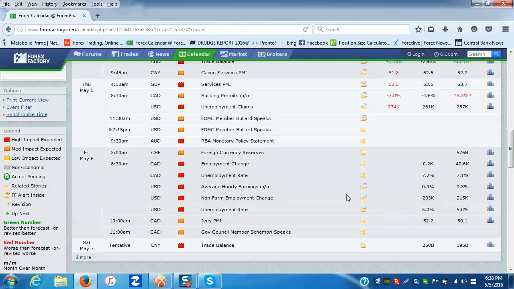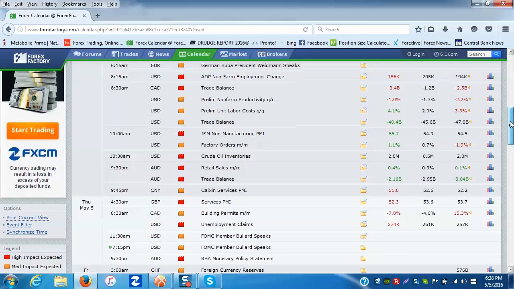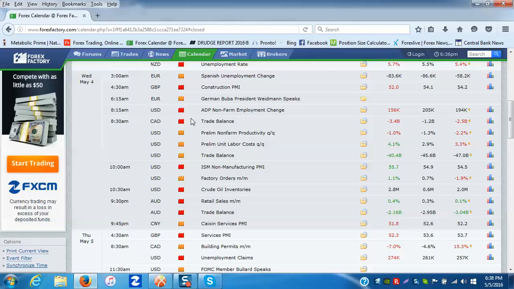But getting back to the U.S. dollar, they're expecting a miss. They're expecting a lower employment change, 203 versus 215 last month. They're expecting unemployment rate to stay the same, and they're expecting average hourly earnings to stay the same. Now, a little precursor to NFP is right here.